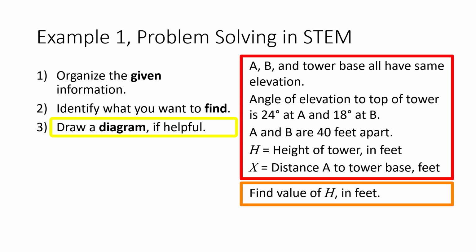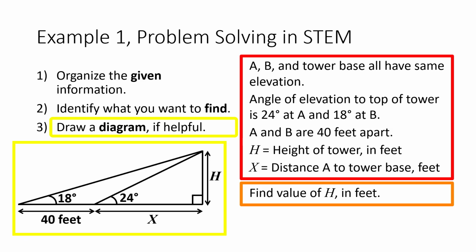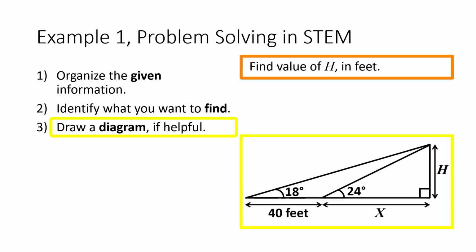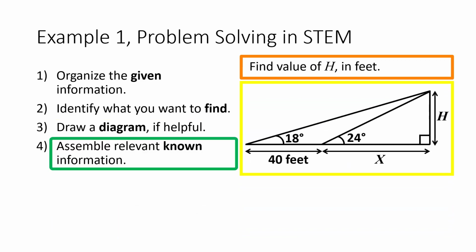The third step is to make a diagram if one is helpful. In this problem, it is very helpful. My diagram is taken from the problem statement and the accompanying illustration. I'm running out of space here, so I'm going to delete the statement of facts. The facts are all in the diagram now, so we aren't losing much. Now we assemble relevant known information.